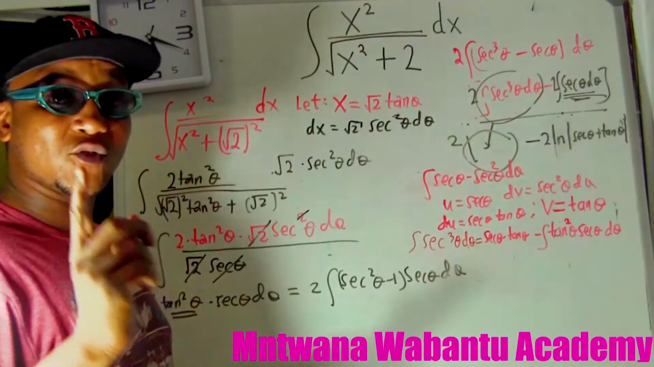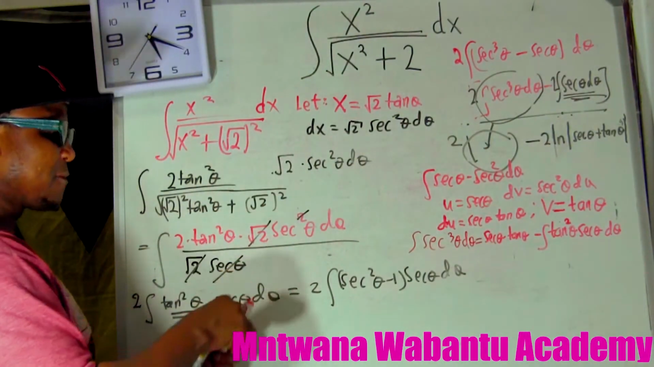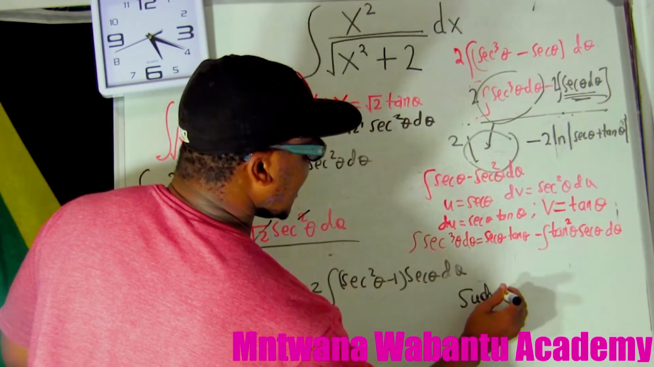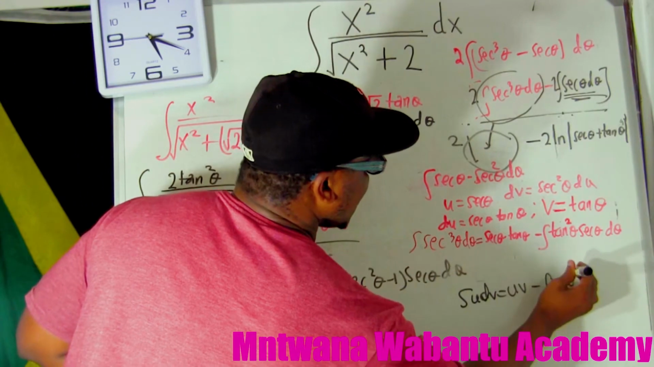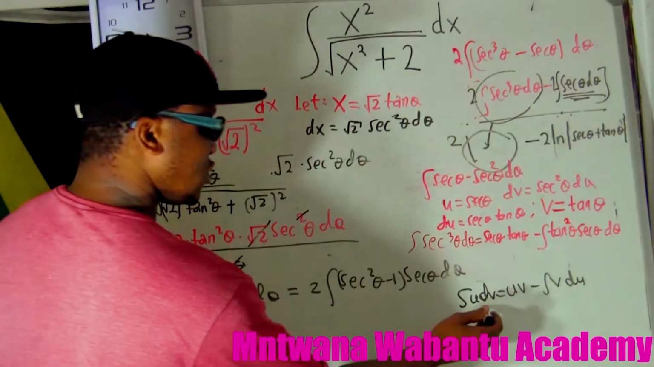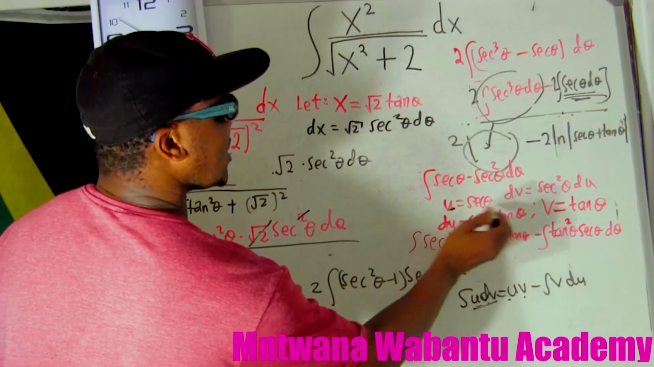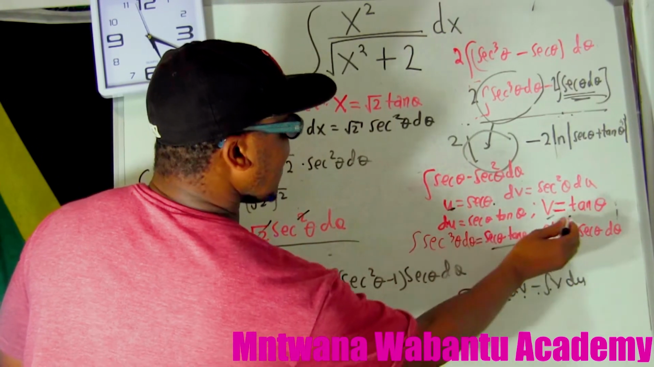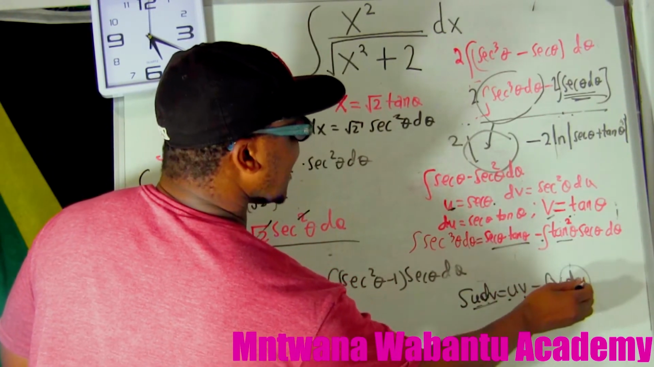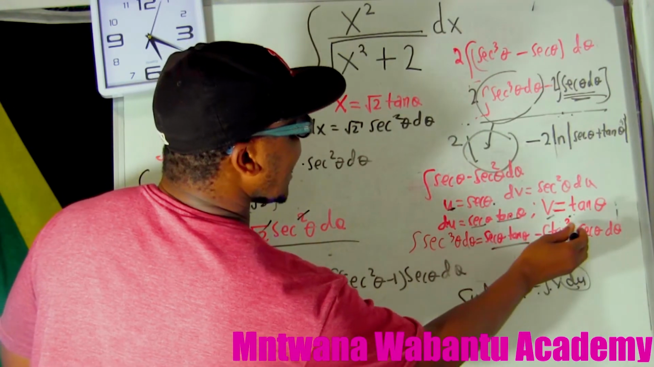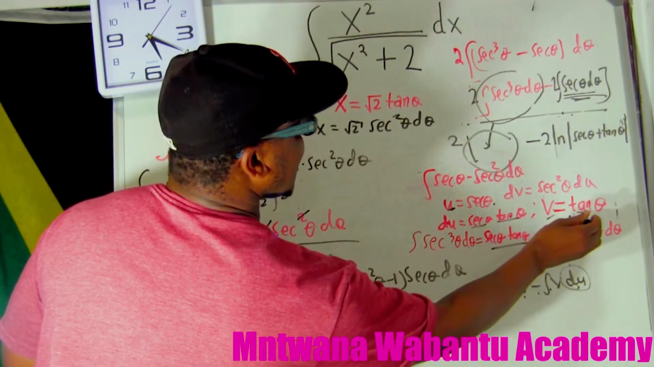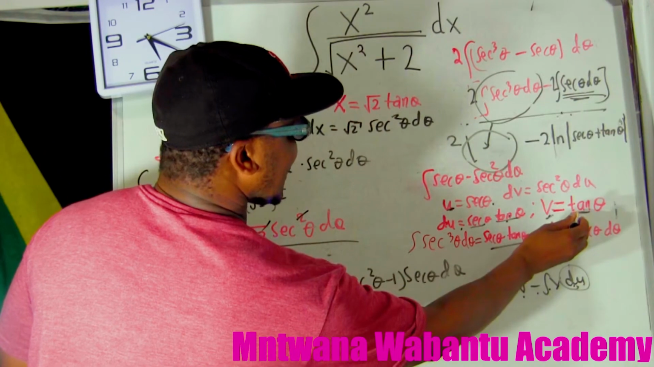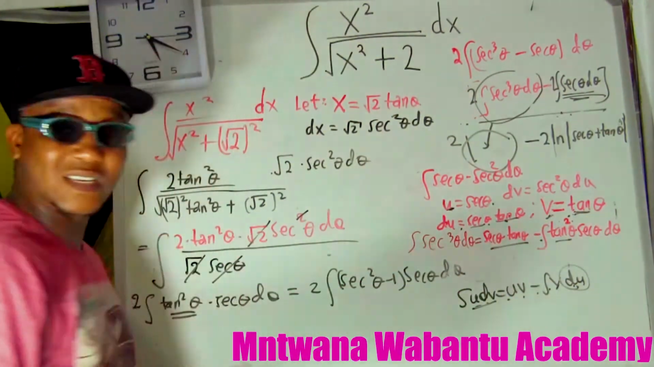I believe you know how to do integration by parts, so I'm just doing it straight away. The formula says, let me write it here inside: integral of u dv equals uv minus integral of v du. So u times v, this one times that one, minus the integral of v, which was tan theta, multiplied by du, which is sec theta tan theta. That tan makes tan square, because v times du is tan theta times tan theta sec theta, equal to tan square theta times sec theta. Just in case for the people who don't know.